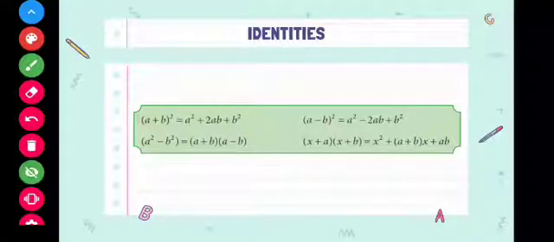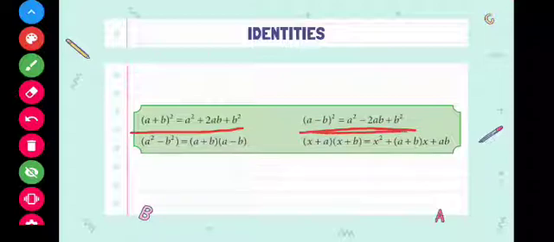This is the page I was telling you about. You have 4 identities in your 8th class, and all these 4 identities are really important, as I have already said. The first is a plus b the whole square equals a square plus 2ab plus b square. This is the first one. And a minus b the whole square is equal to a square minus 2ab plus b square. This is the second one. In the first 2 identities, what is the main thing? If positive is there, here also the middle term is positive.